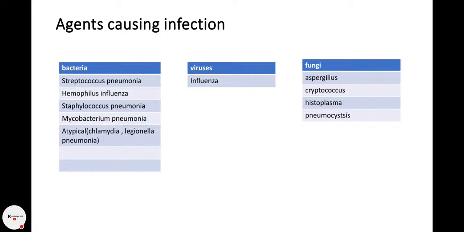Now these are the agents causing the infections. Bacteria, viruses, and fungi, all three can cause pneumonia. The most common bacterium is Streptococcus pneumoniae. Others are Haemophilus influenzae, Staphylococcus, Mycobacterium, and atypical Chlamydia and Legionella. The viruses include influenza, and the fungi that cause pneumonia include Aspergillus, Cryptococcus, Histoplasma, and Pneumocystis.